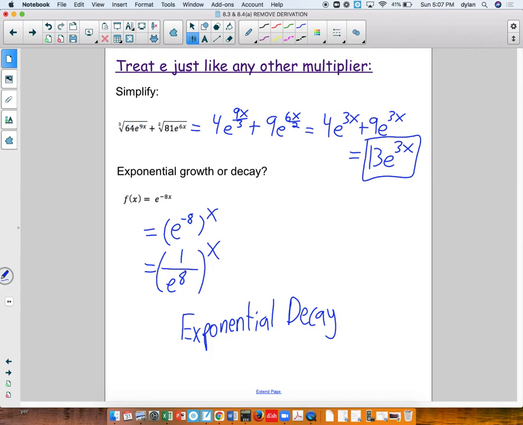So the key here is I wanted you to see where e comes from. And I also wanted you to understand the connection between e and continuously compounded interest. And then you can see from the end of this video that e can be manipulated and graphed just like any other multiplier in an exponential function.